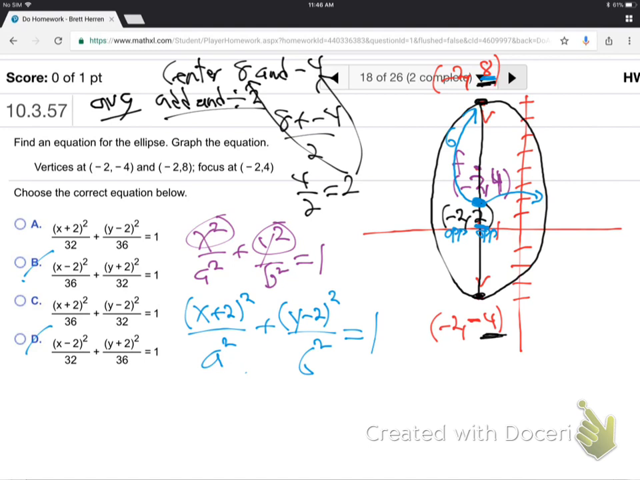Is everybody good to this point? Am I losing you? Making sense? Now, how am I going to find the A? Focus equation, huh? Now it's time for the focus equation. Let me come up here and do the focus equation.